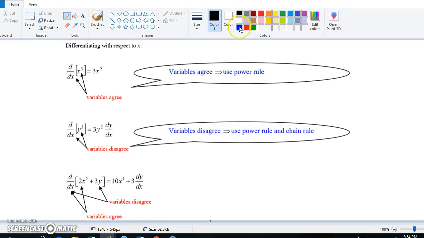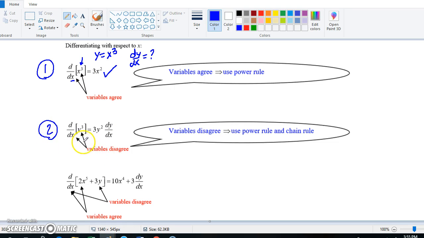Let's look at three examples. Number one, I want to differentiate x cubed with respect to x. Remember, this is the same as saying y is equal to x cubed. Find dy dx. That notation just means find the derivative of x cubed with respect to x. Notice these variables agree. X in the function, x, I want to take the derivative with respect to x. Just use the power rule. We've got that down.